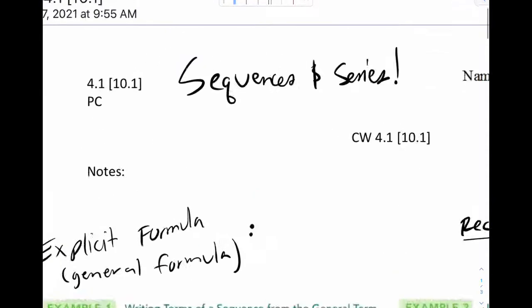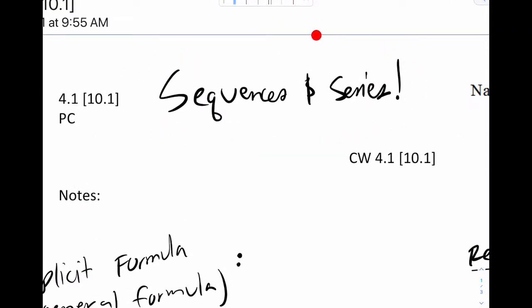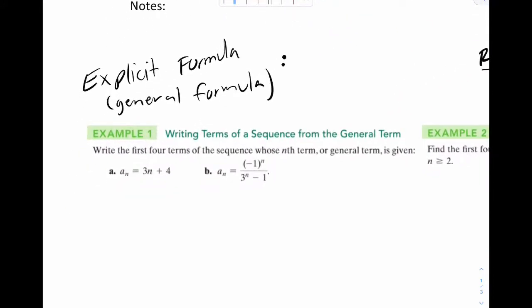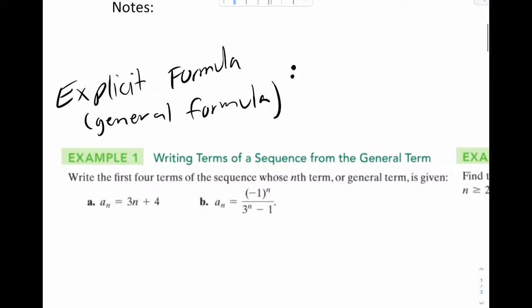4.1. In this chapter, we're going to be studying sequences and series. So our first example is right here. Write the first four terms of the sequence whose nth term, or general term, is given by these formulas. So the first thing to write down is an explicit formula, or the general formula. It's a formula that can find any term. So in our chapter, we'll often refer to this as the nth term.